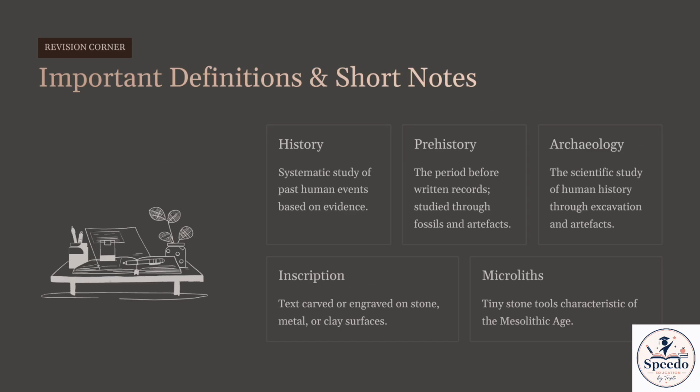Let's quickly revise today's lesson. History is the study of the human past based on evidence. We studied three main types of historical sources: archaeological sources, literary sources, and oral sources. We also learned about the prehistoric age, which is the period before writing was invented. Finally, we explored the three stages of the Stone Age: Paleolithic Age, hunting and gathering; Mesolithic Age, better tools and early settlements; Neolithic Age, farming, villages, and permanent homes.